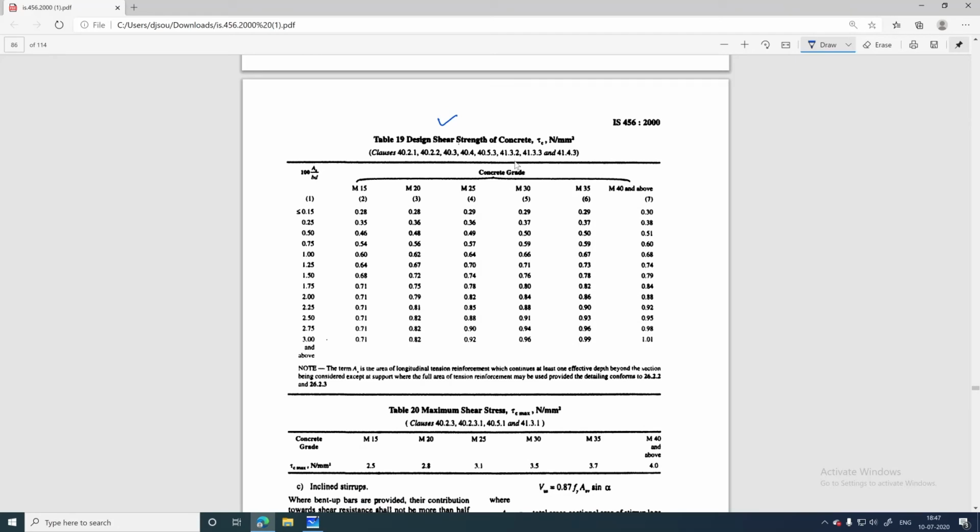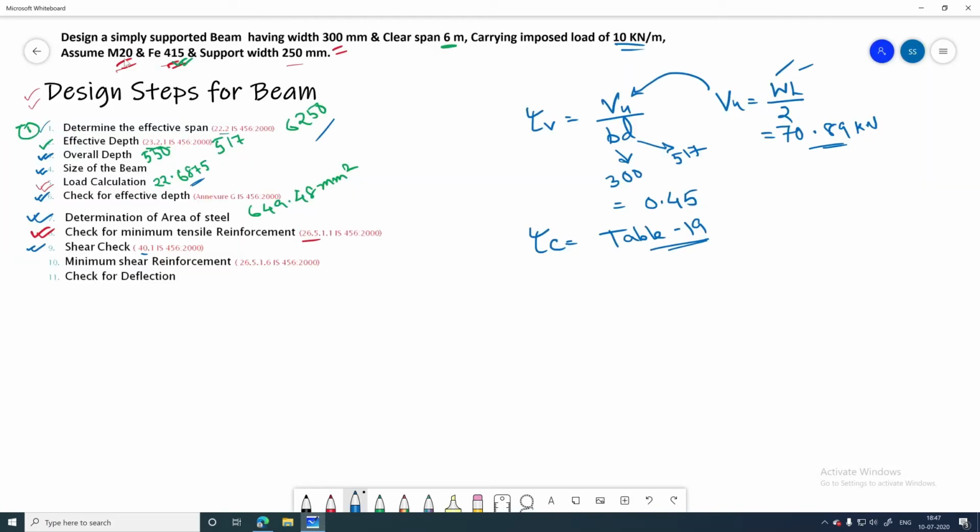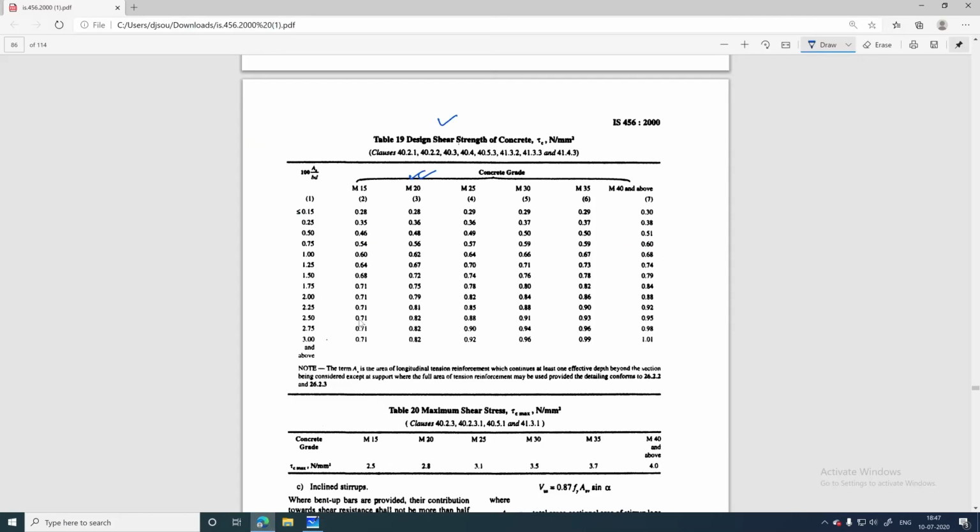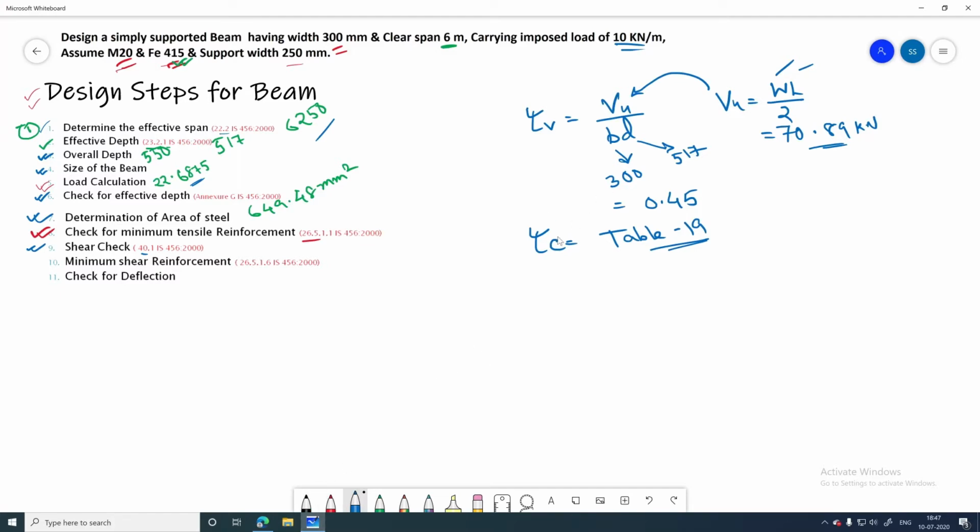So for M20, our grade is M20, right? And what else? The Ast, the percentage of steel. So in our case, what is the value of the percentage of steel? Look, our value of Ast that we get is 649.48 mm², that is the Ast required, right?